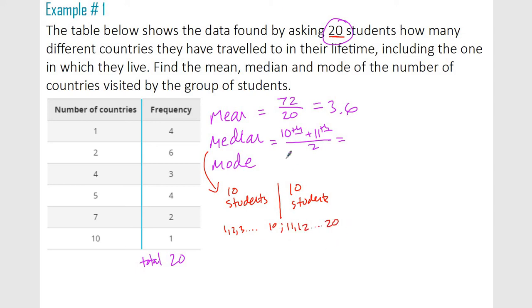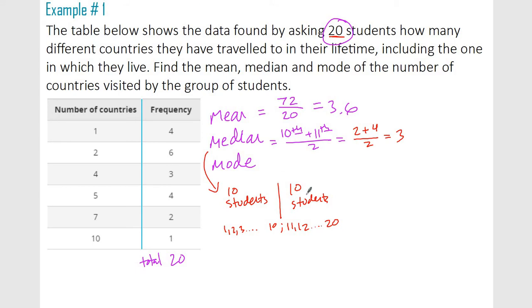So getting the middle number would be the 10th and the 11th number. So let's find the 10th and 11th number. The 10th number would be a 2. And the 11th number: 4, 6, that's 10 numbers there, so with 13 numbers here, the 11th is 4. Then we're averaging those two, so that would be 3. So the median is now 3.